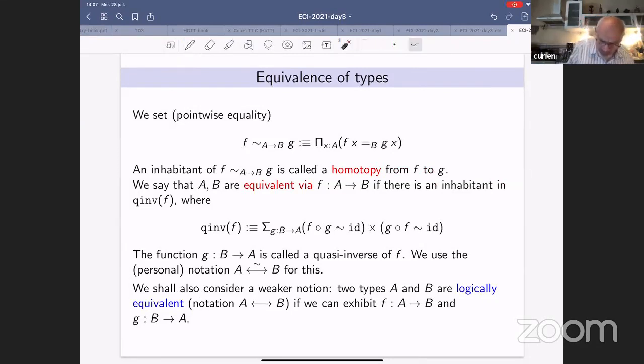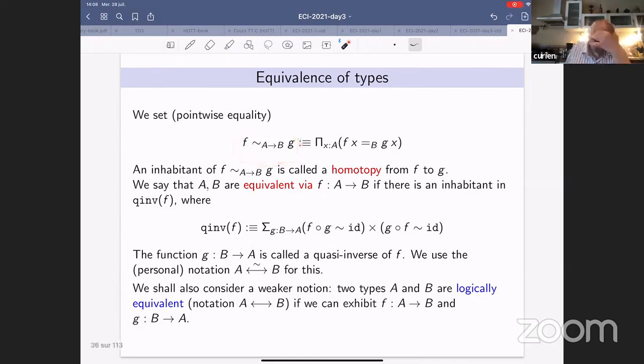Okay, so by definition, F being homotopic to G is that for all X, you have a proof that Fx is equal to Gx. And then later I told you that there is an axiom that we add to our type theory, which says that two functions are equal in the propositional sense if and only if they are homotopic. So this is a description. Thanks to this axiom, we have a concrete description of what the equality of functions is.